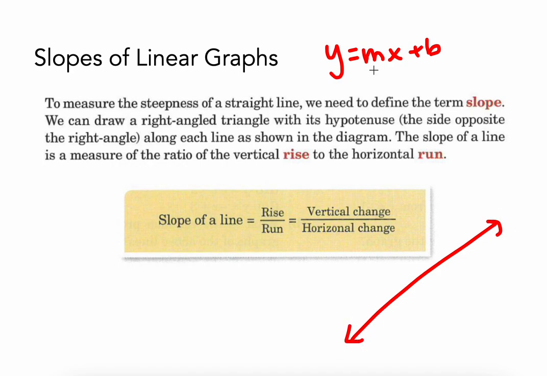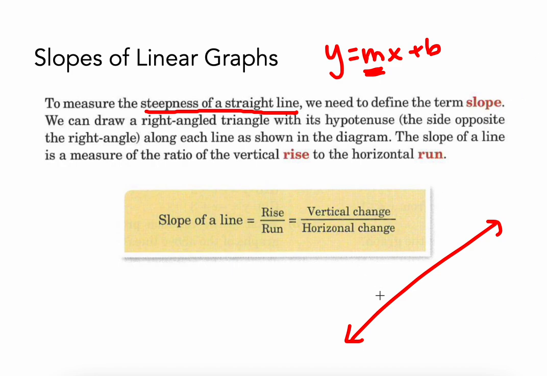So slope, which is the m, or the number being multiplied by x, it actually tells you how steep a straight line is. So we use slope to communicate how steep a straight line is. That's what that number means.